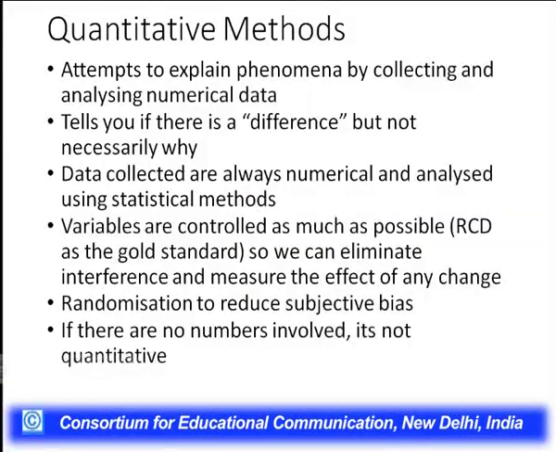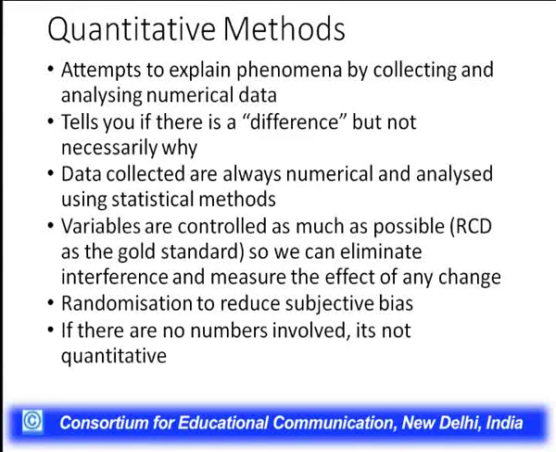If we look into the quantitative methods, it explains phenomena by collecting and analyzing numerical data. Tells you if there is a difference, but not necessarily why. So they will only tell you that there is a difference between the family structure in India and in US, but it will not tell you why there is a difference. So the numbers will only say that 40% are joint family in India, and only 30% or 10%, just a vague idea, are joint family in America. But it will not tell the nature of jointness in Indian society. Data collected are always numerical and analyzed through statistical methods.